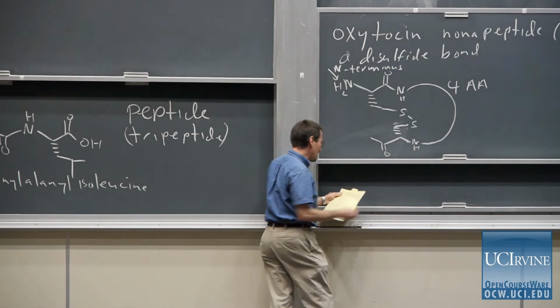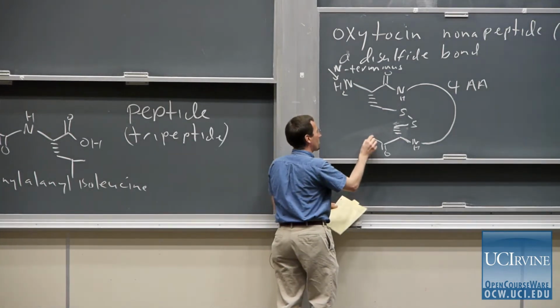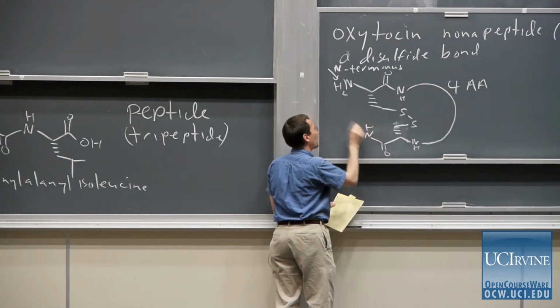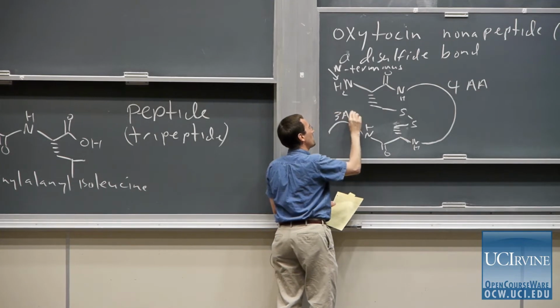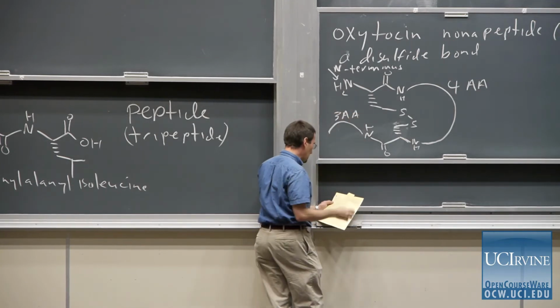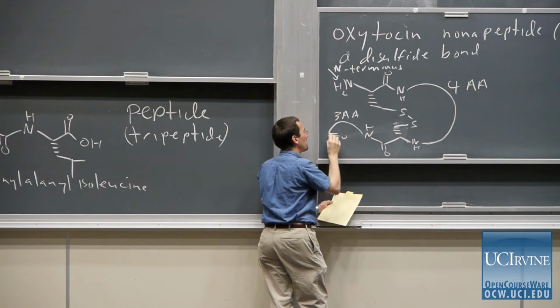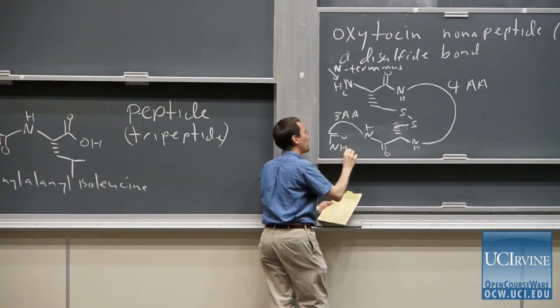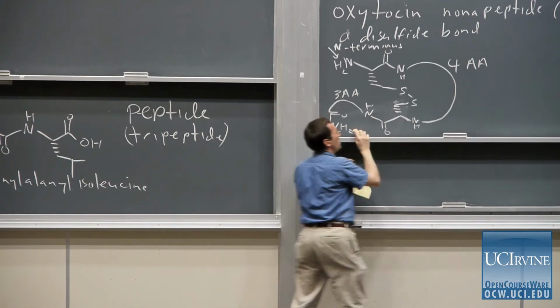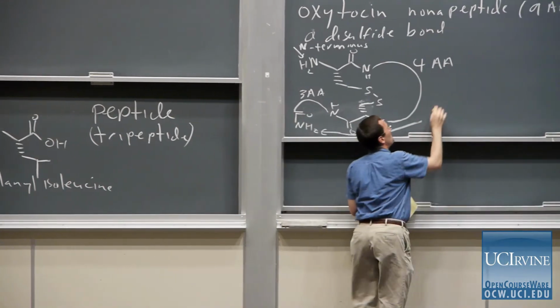All right, and then we continue through another 3 amino acids, and I'm not going to draw it again, I'll just say 3 AAs to the C terminus of the structure, and it happens to have an amide group here, and so I'll just write over here C terminus.